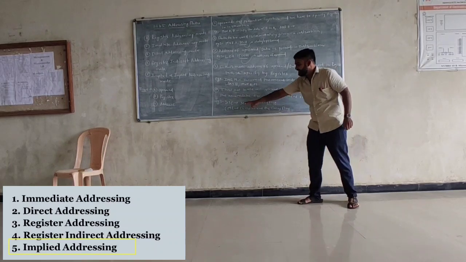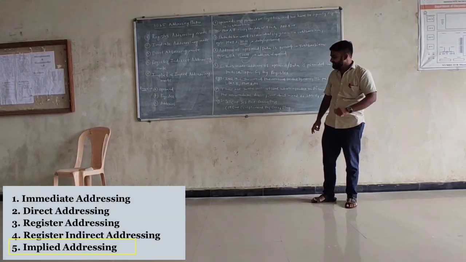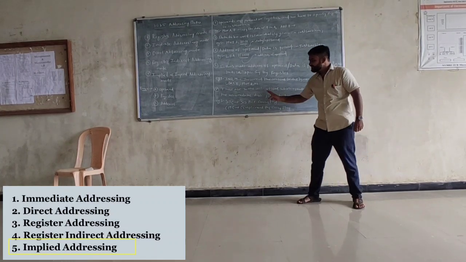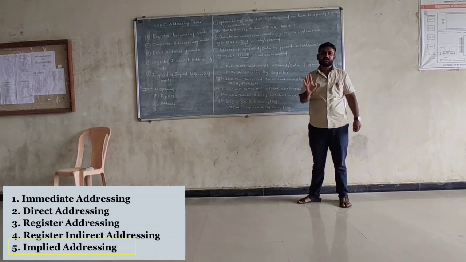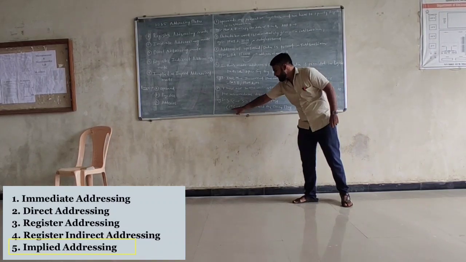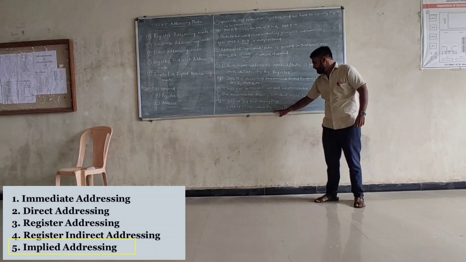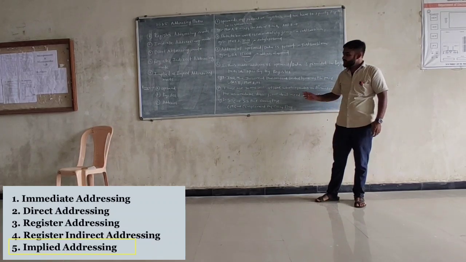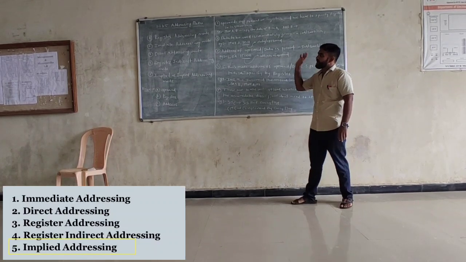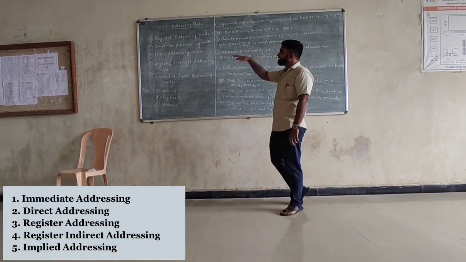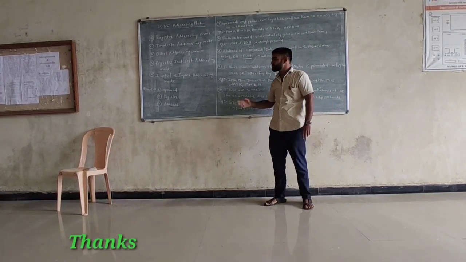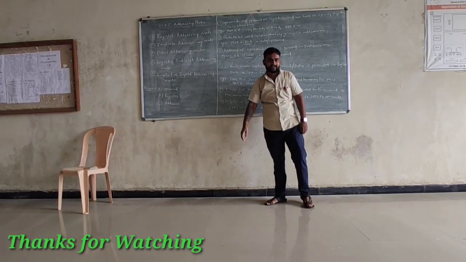An example of that is STC. What is the meaning of STC? Set the carry flag. In this instruction we have not specified anything other than saying set the carry flag. Then CMC, that is complement the carry flag. What we are doing here? We are just complementing the carry flag. So these are a total of 5 addressing modes available in the 8085 architecture. We have studied in detail about these addressing modes.